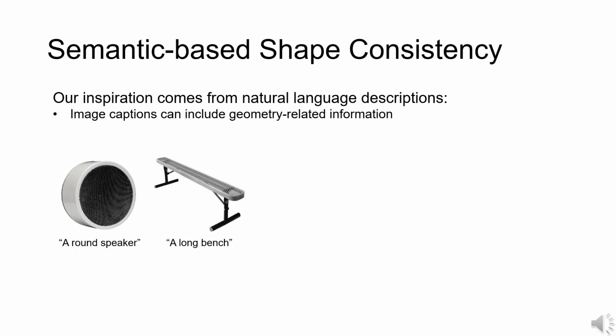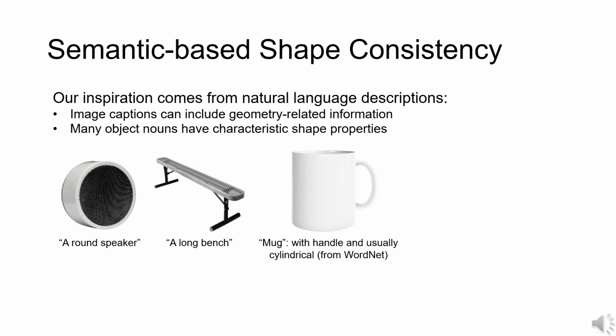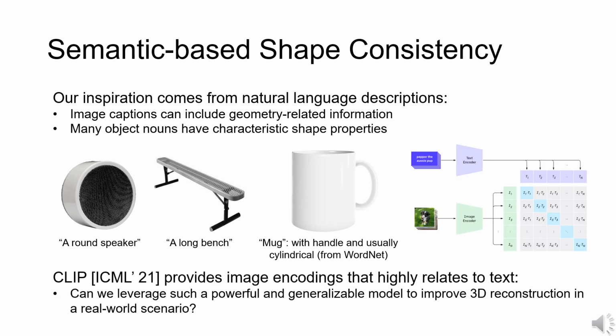Our inspiration to improve the top-down reasoning comes from the text descriptions of images. We noticed that image captions often contain geometry-related information, and many nouns by themselves include characteristic shape features. On the other hand, we have seen great advances of large-scale image-text modeling, such as CLIP. CLIP can extract fine-grained semantic features that correlate well with the language descriptions. Therefore, can we leverage such a powerful and generalizable model to improve 3D object reconstruction?